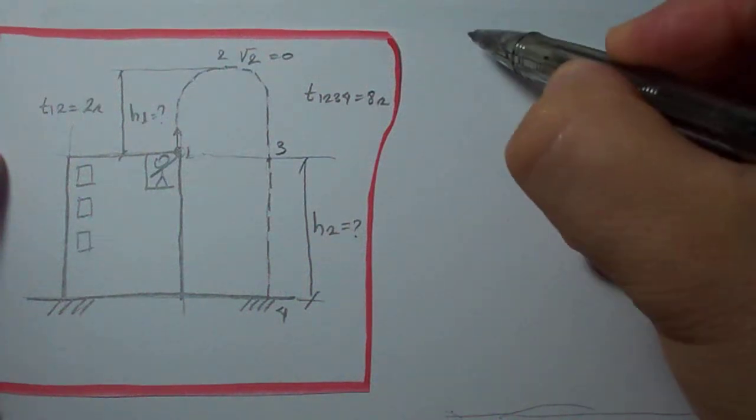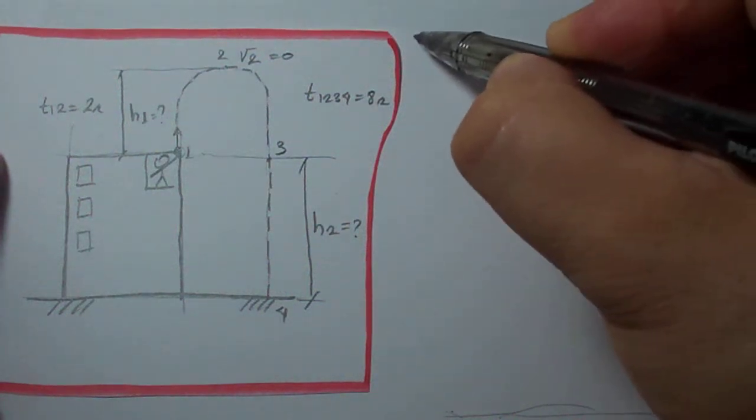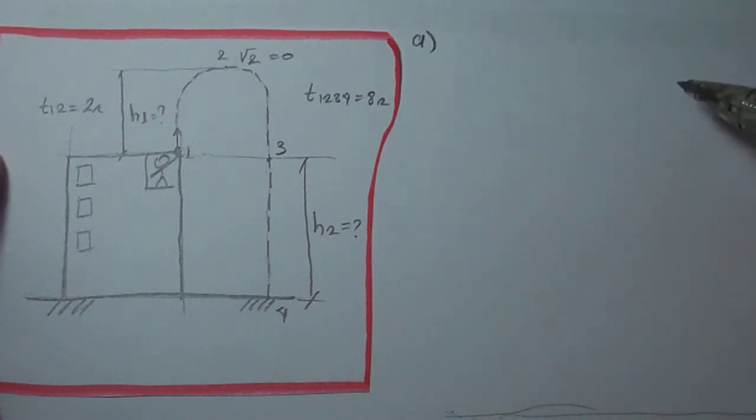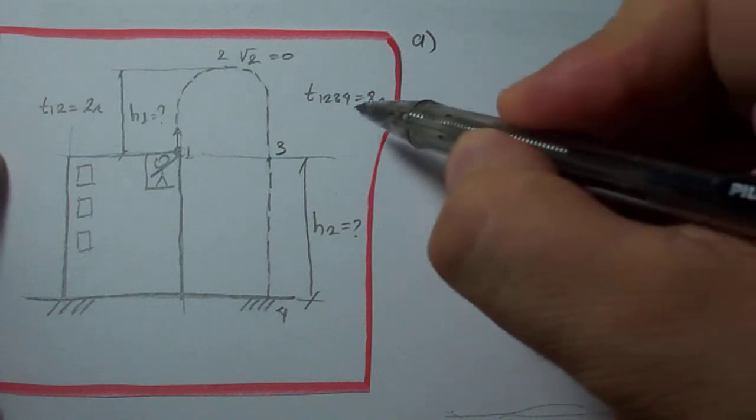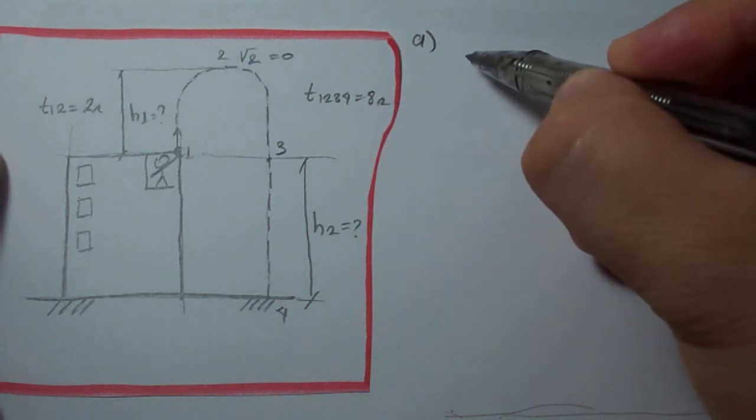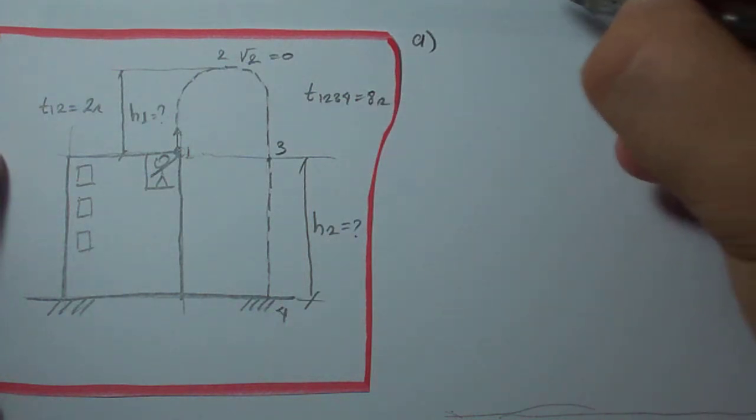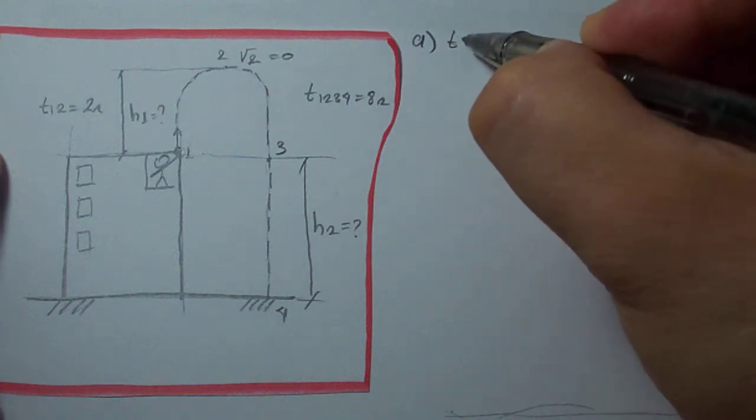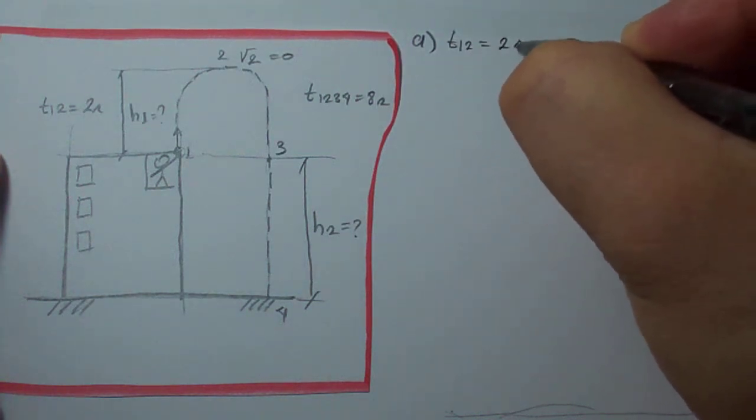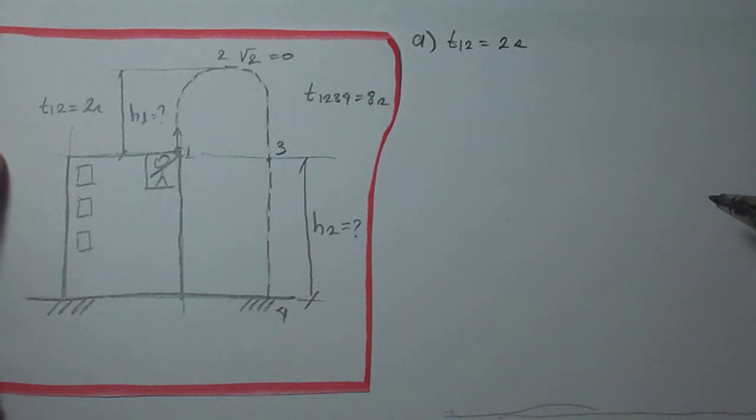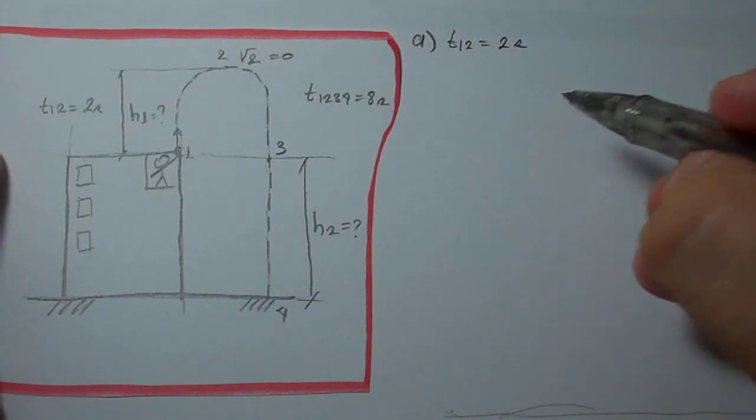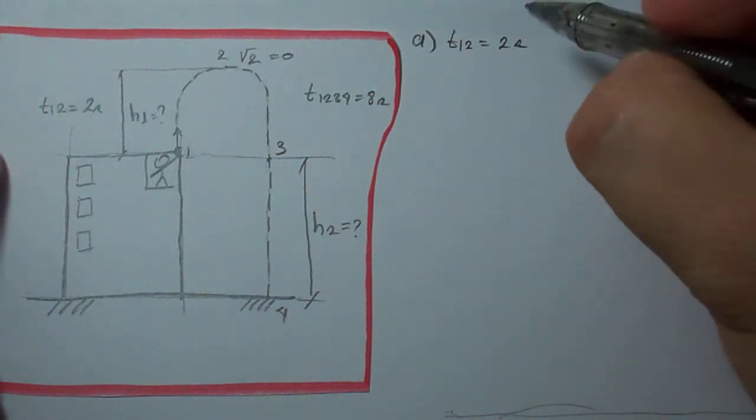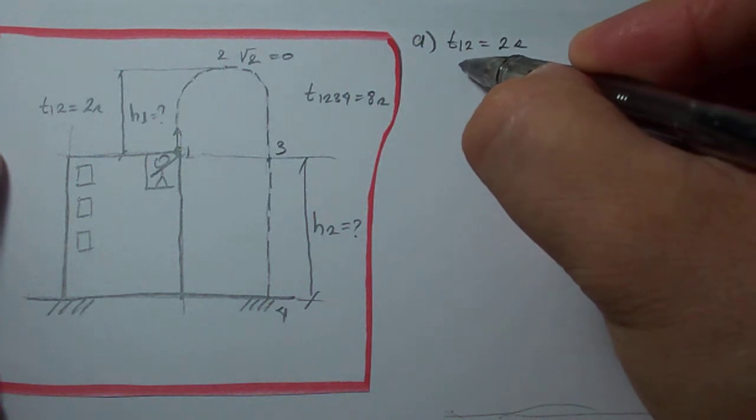In solving letter A, we need to know what are the given. So in letter A, we have the following. We have the time from 1 to 2, it is 2 seconds. And then we have the acceleration due to gravity.